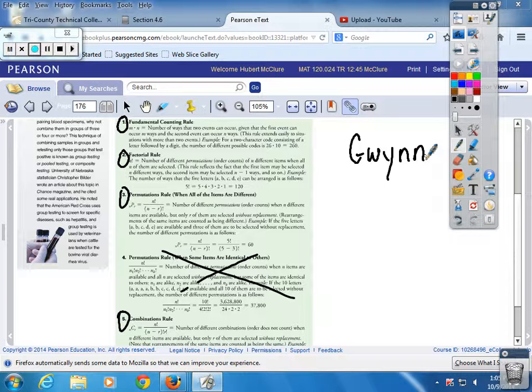Well, that would be 5 factorial, which is the factorial rule. 5 factorial basically means, how many was 5 factorial a while ago? 120. So there are 120 five-letter words you could make up with Gwynn. Would they all mean something? No. They would just be gibberish. Now, you might get a few, but I was thinking G-W-E-N, I'm sorry.